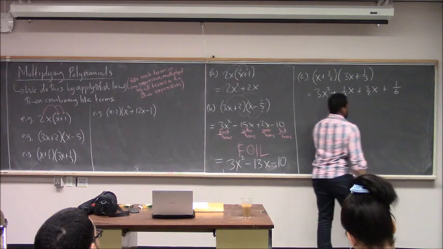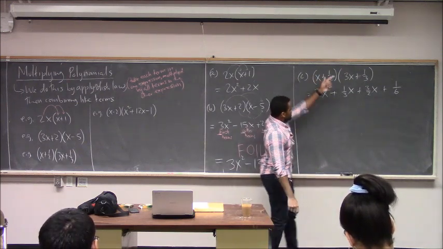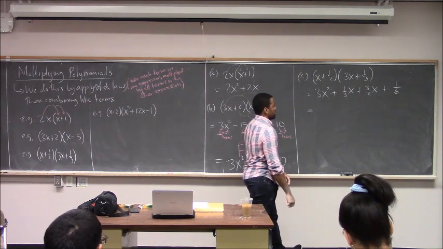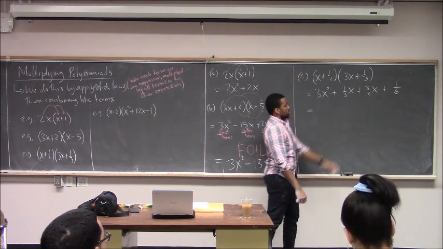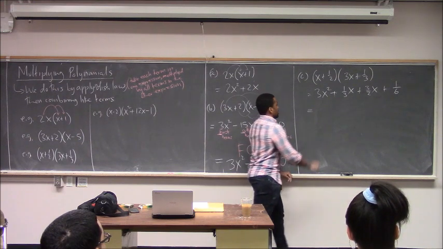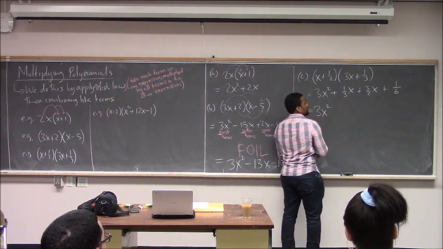Plus 1 over 6. Okay, so you know how to multiply fractions, right? Multiply the tops and multiply the bottoms. So you get that. Then we're going to combine like terms, which means you have to combine the 2 middle ones. 2x. 3x squared plus 2x.